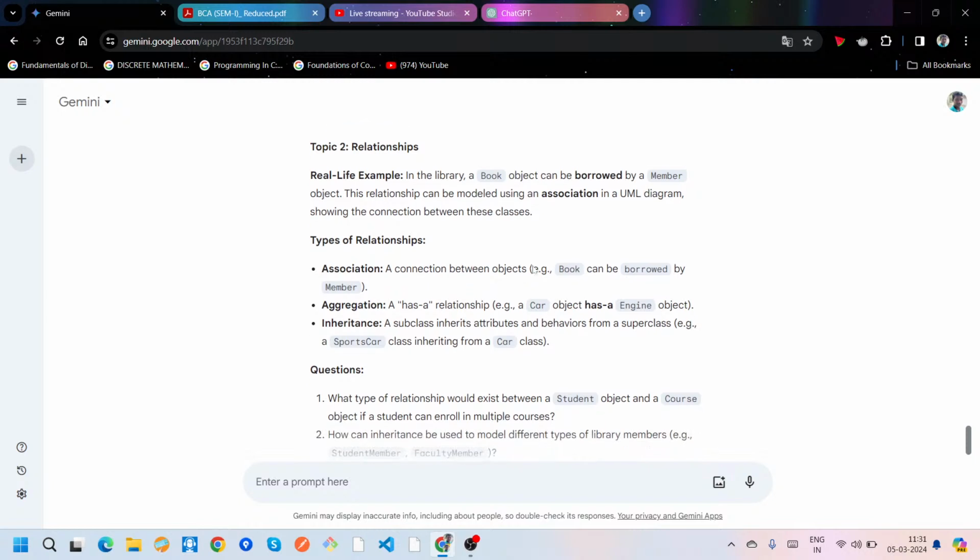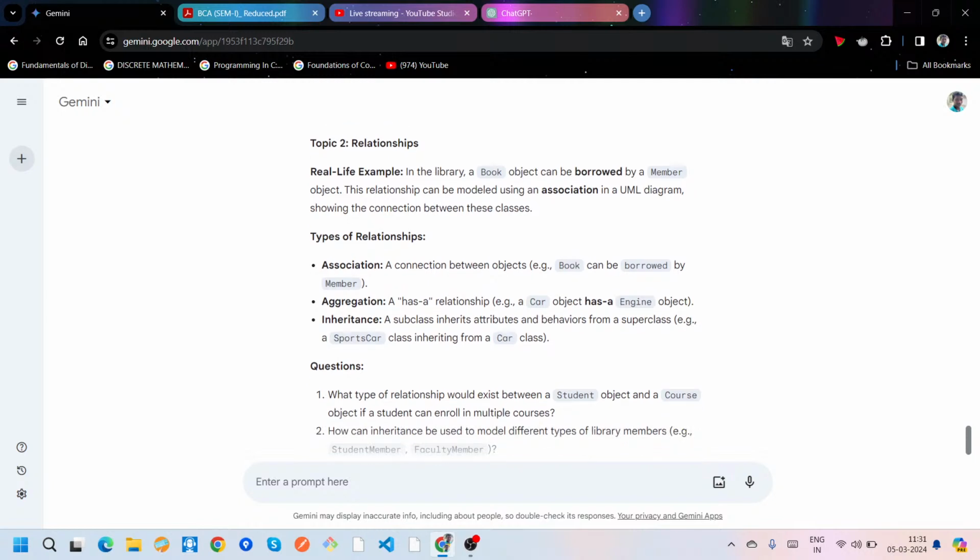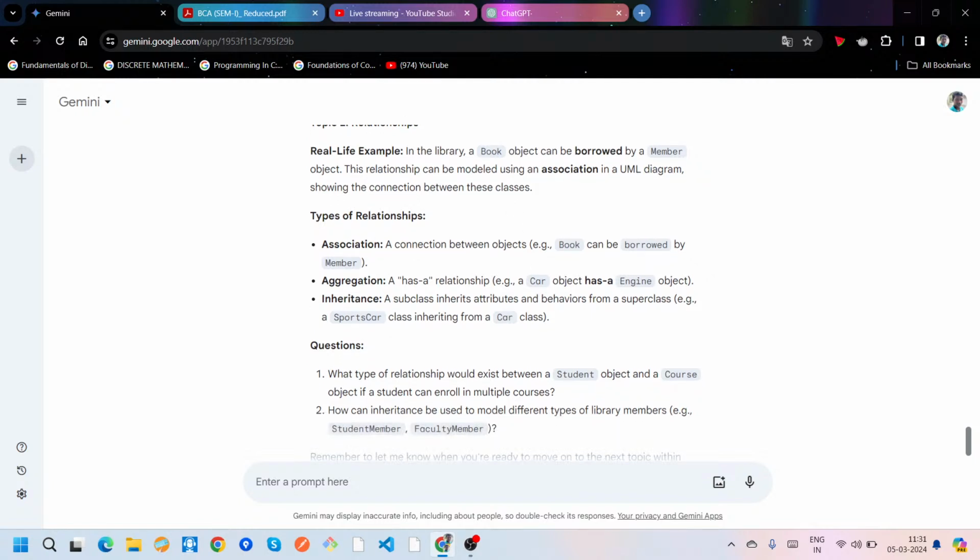Then topic 2 is relationships. Relationships, with a real life example: in the library, a book object can be borrowed by a member object. This relationship can be modeled using an association in a UML diagram, showing the connection between these classes.